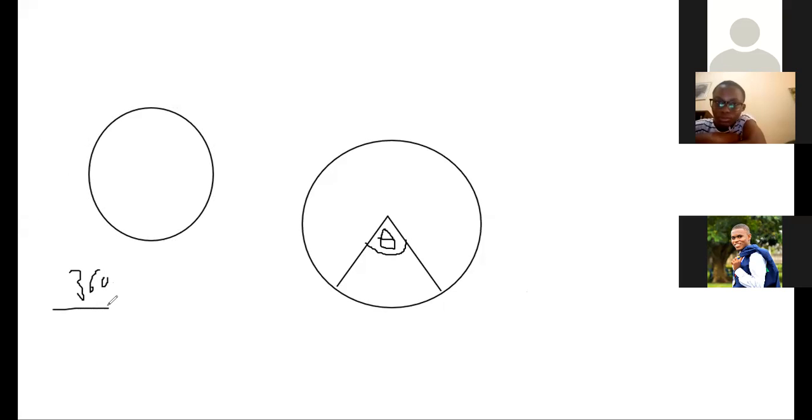Sorry for my writing. Over what? 360 degrees. Then you multiply it by what? The circumference that you'll be walking around. That's what? The 2 pi r. Is that okay? So this one will give you 1. Therefore, the full circumference of the circle is 2 pi r. That is 1 times 2 pi r.